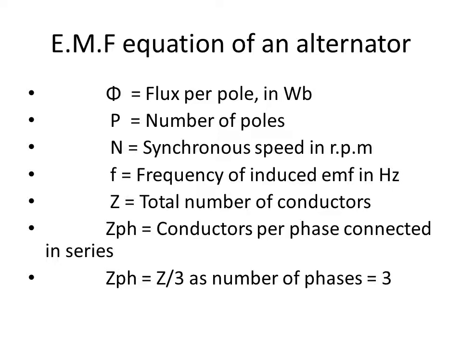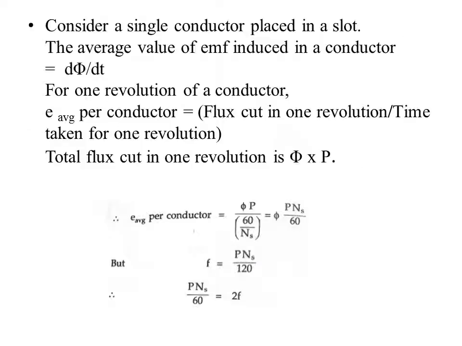Because it is a 3-phase AC generator, how many conductors come under a single phase? It is Z total divided by 3. Okay, so how do we calculate the E.M.F equation? Consider a single conductor placed in a slot. The average value of E.M.F induced in a single conductor is d phi by dt, according to Faraday's law.